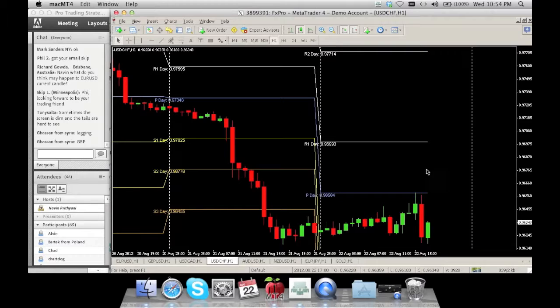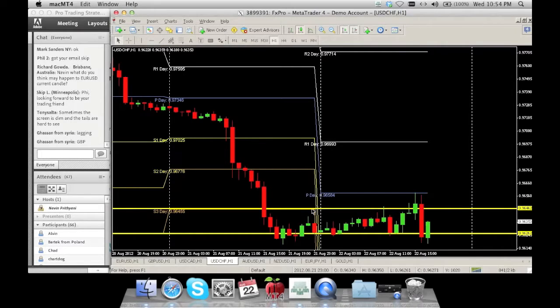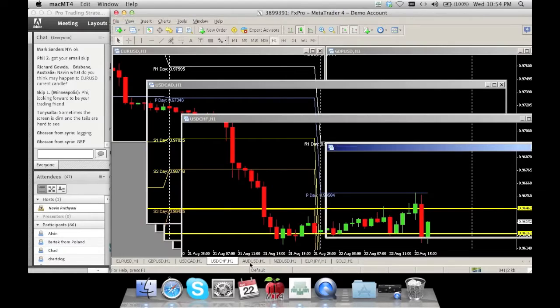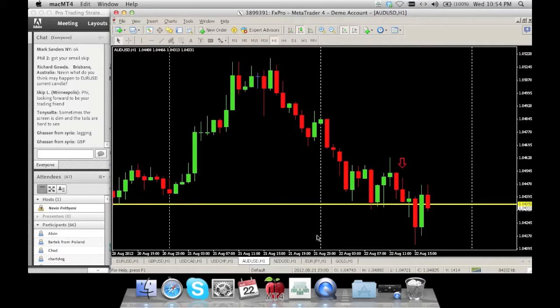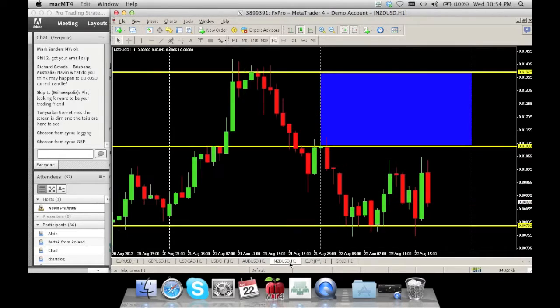Okay, it is also trying to go long, and if it does go long and it closes the way it is, we have the nearest resistance over here. Okay, Aussie dollar, indications for a short. Very nice. Also closing below a support area soon. New Zealand dollar, indications also for a short with support right over here.